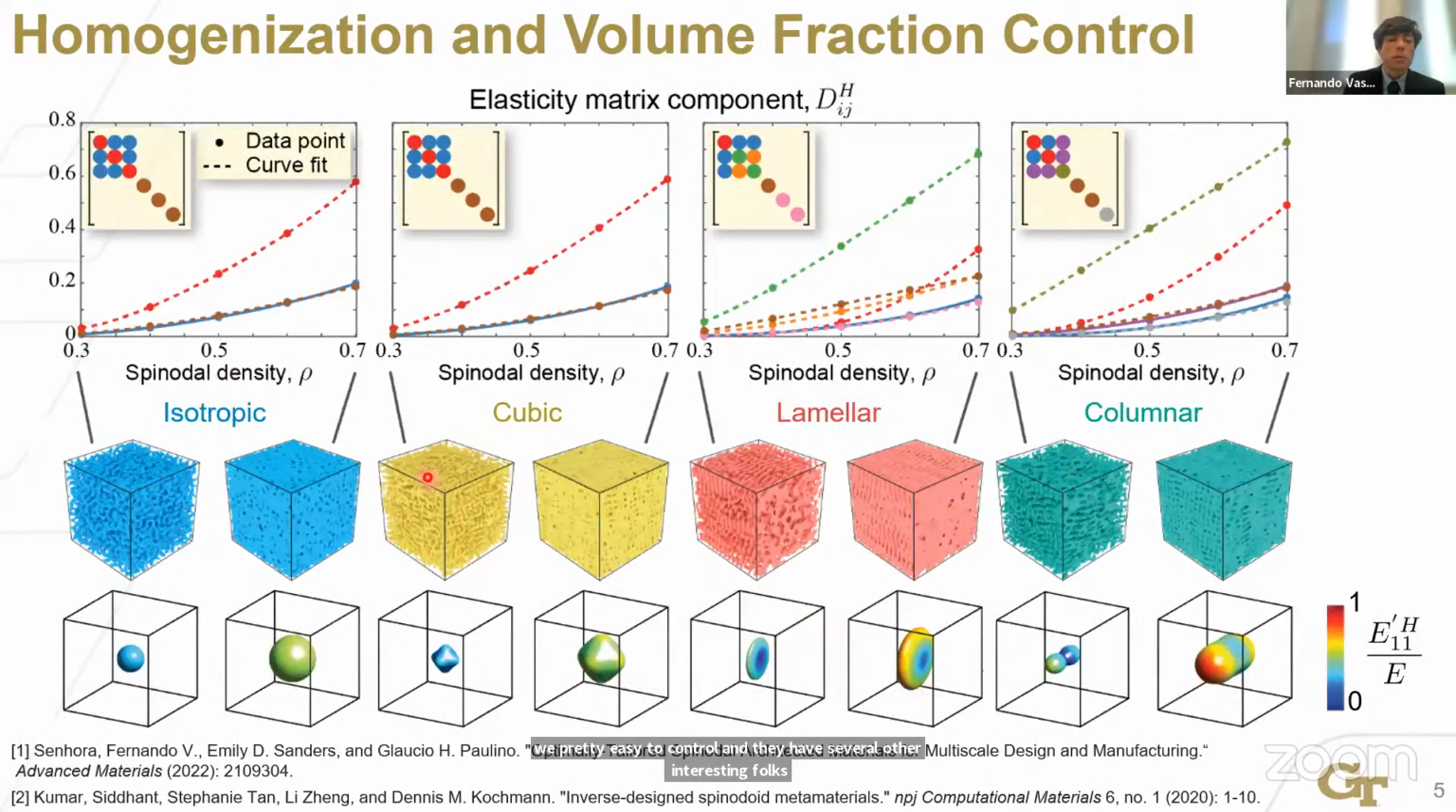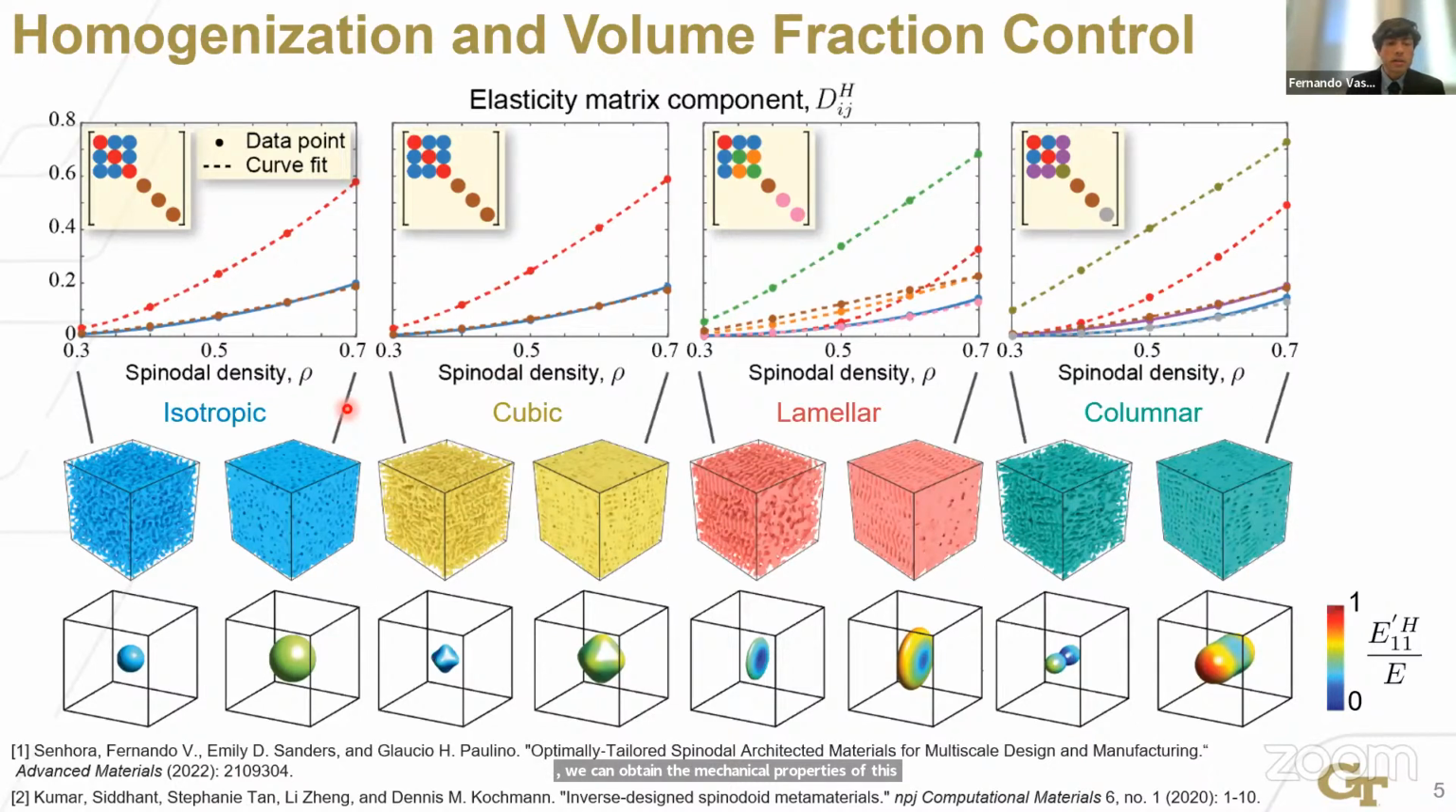For example, by controlling some parameters of the spinodal material, we can have an isotropic material that you can see here in blue, a cubic material in yellow that is strong in the triaxial direction, a lamellar material that is similar to a shell-like composite that's strong in a plane, and a columnar material that is similar to a fiber-reinforced composite that is strong in one direction. And using homogenization, we can obtain the mechanical properties of this architected material.